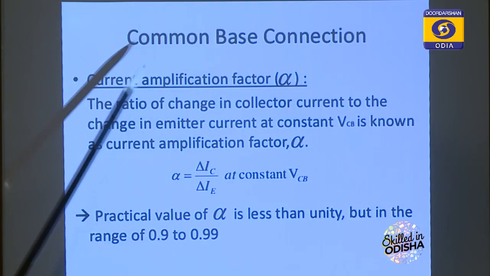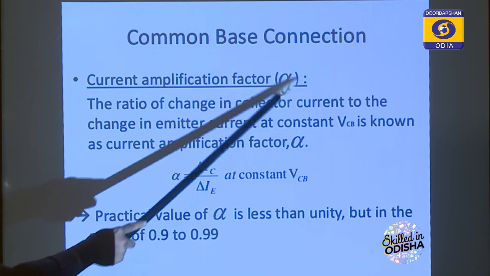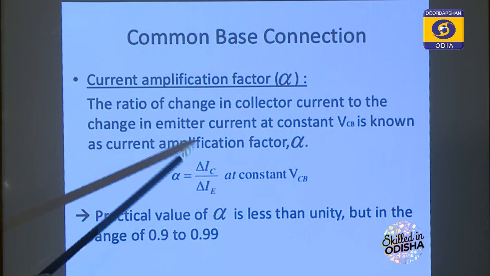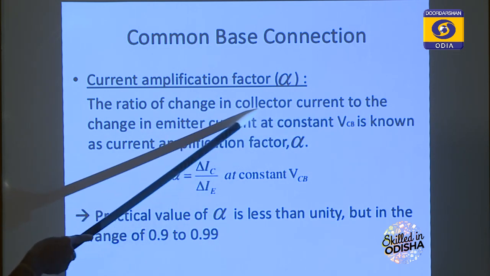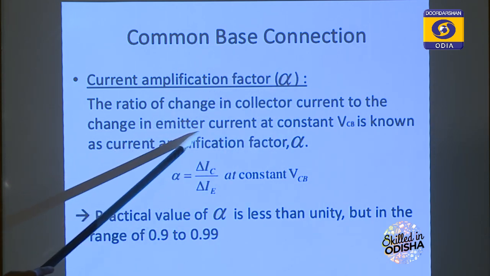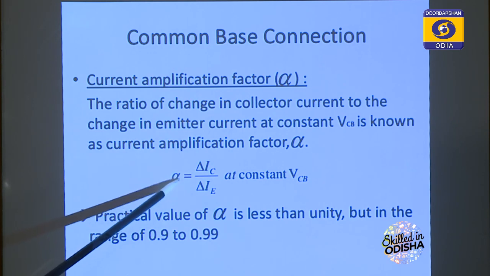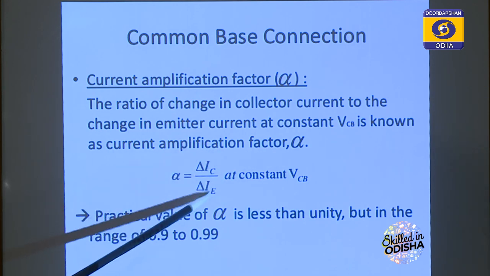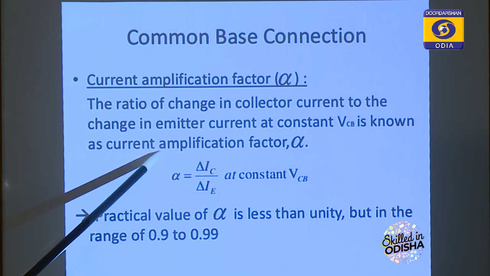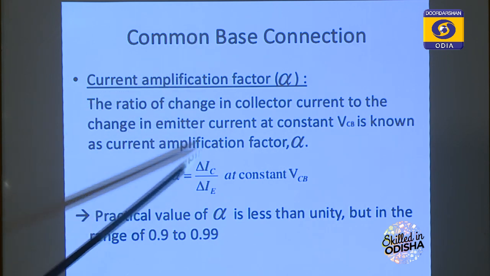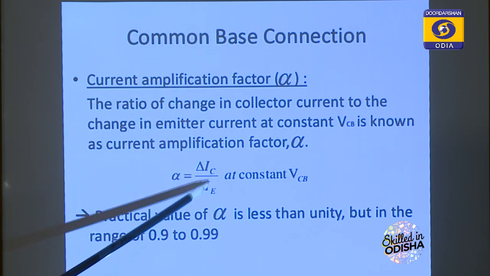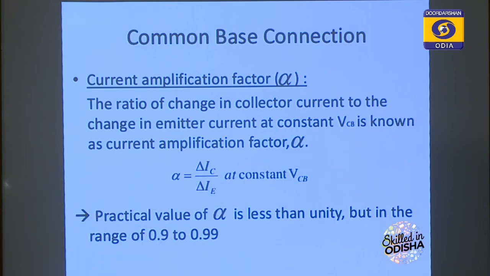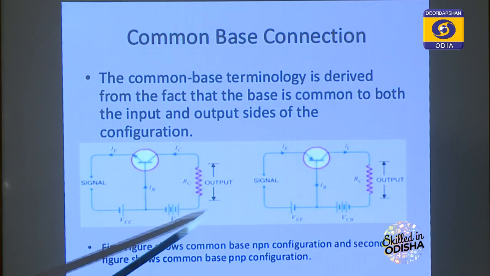So in common base configuration, the current amplification factor is denoted by this symbol, alpha. Alpha is the ratio of the change in collector current, the output current, and change in emitter current, the input current. So alpha is equal to delta, this is the symbol of delta. Delta means a change in collector current and change in emitter current. So amplification factor for common base configuration is alpha. Alpha is equal to delta IC divided by delta IE at constant output voltage. Output voltage for common base configuration is VCB.